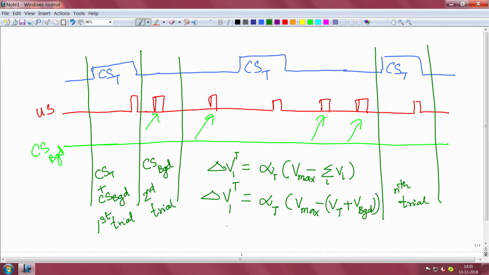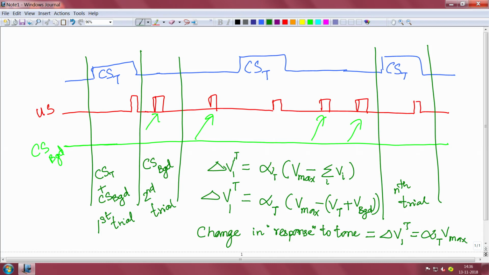So, if we talk in terms of the fraction of the V max that has been increased, then the change in behavioral response here to tone will be delta V1 t, which is alpha t times V max.